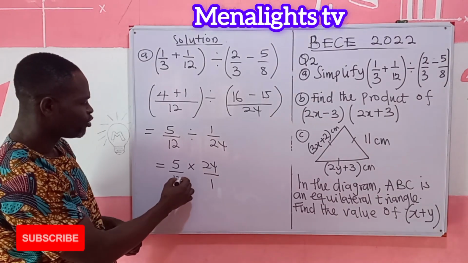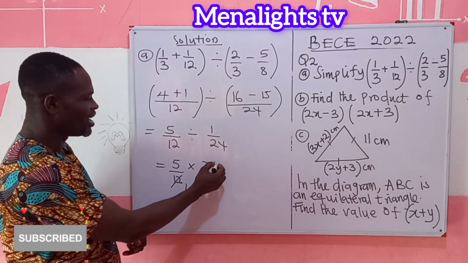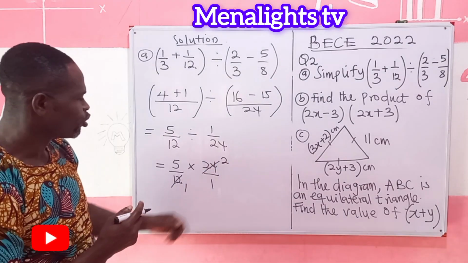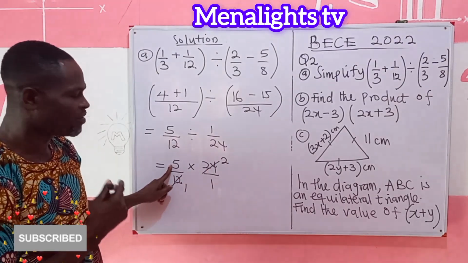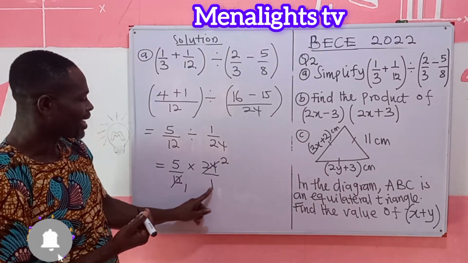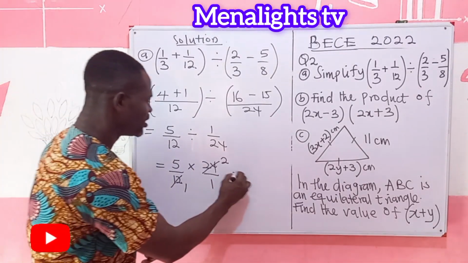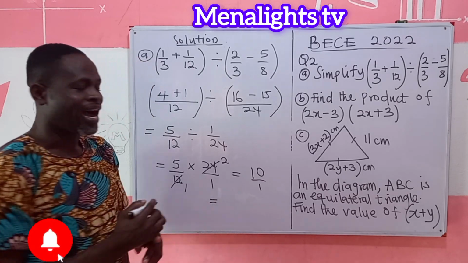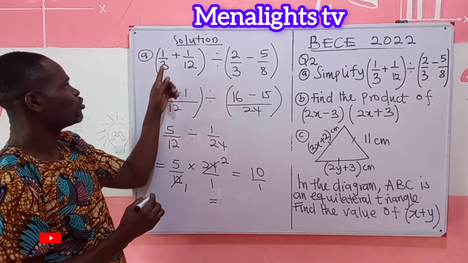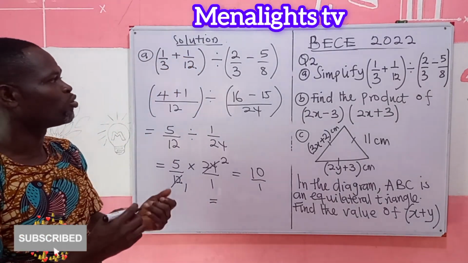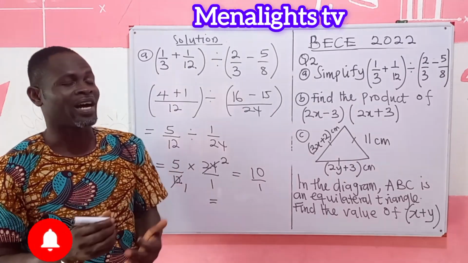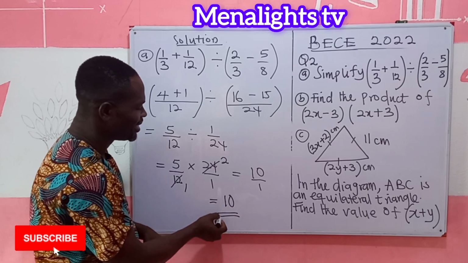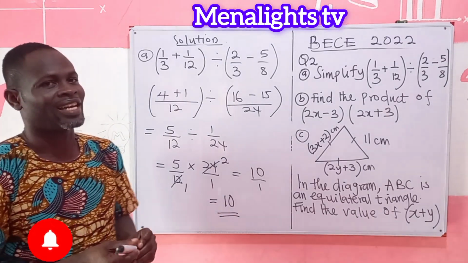So here, 12 will go into itself once and go into 24 2 times. So 2 times 5 here will give us 10. Divided by 1 times 1, which is 1. So 10 over 1. So finally, our answer for 1 over 3 plus 1 over 12 divided by 2 over 3 minus 5 over 8 is 10. So 10 is the final answer there.